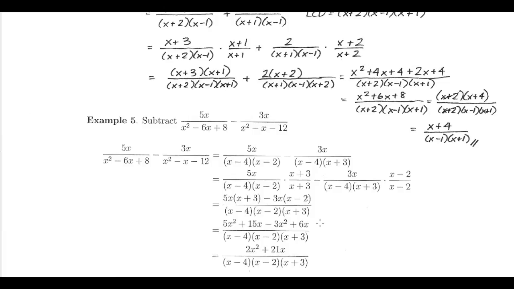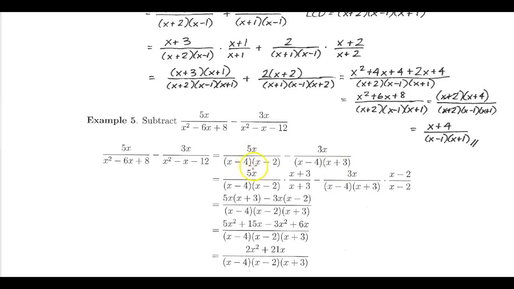Now here's an example where we're subtracting. Same idea. We want to figure out what the denominators are and what the LCD would be of the denominators. So I factored the first denominator into (x minus 4) times (x minus 2). The second denominator factors into (x minus 4) times (x plus 3). And so we need an x minus 4, x minus 2, and an x plus 3 for our common denominator.